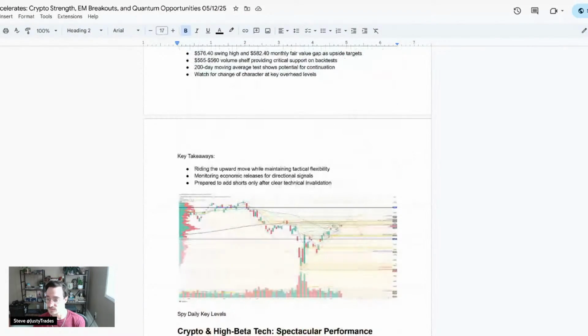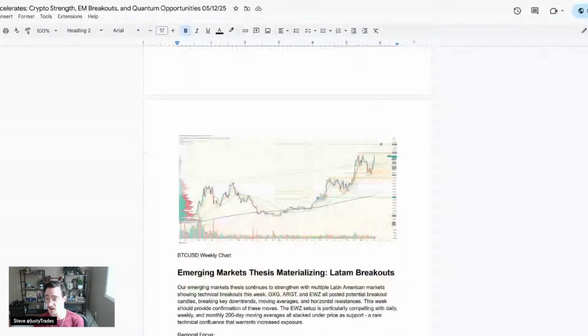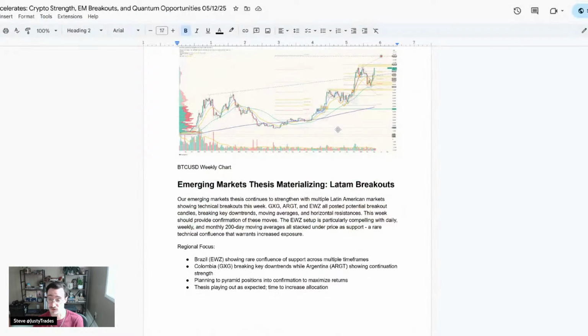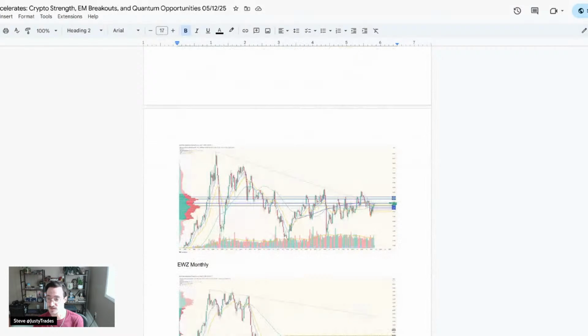Alrighty. So I do believe that Hood has a lot more room to go as well. That's one name that I'm quite bullish on. We've been long Bitcoin. We're still long Bitcoin. We've been doing MicroStrategy. And then emerging markets are very interesting to me. So actually, well, let's just switch back to the charts. Let's do it on the charts.